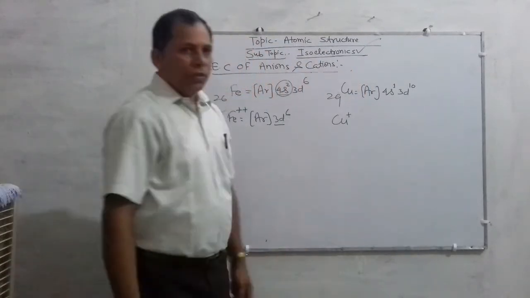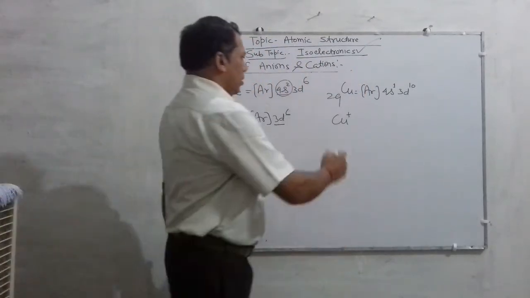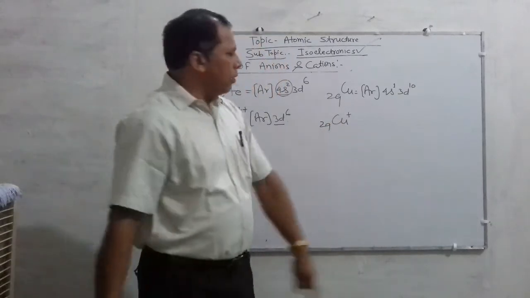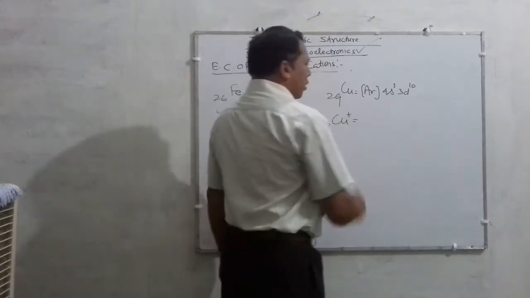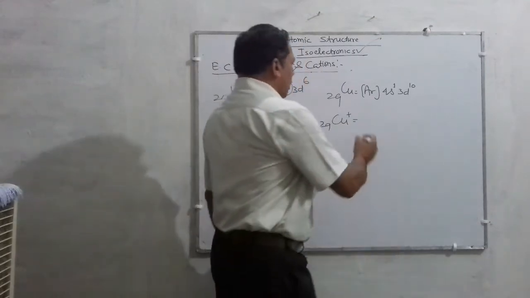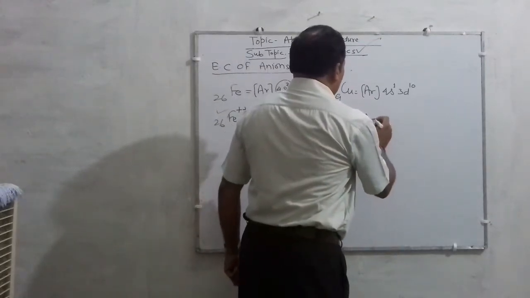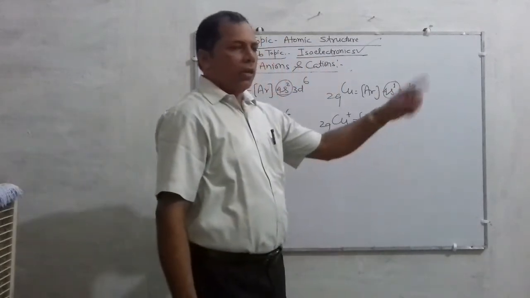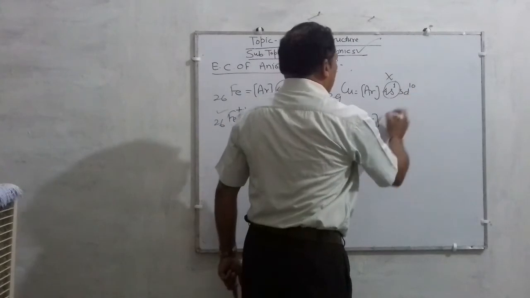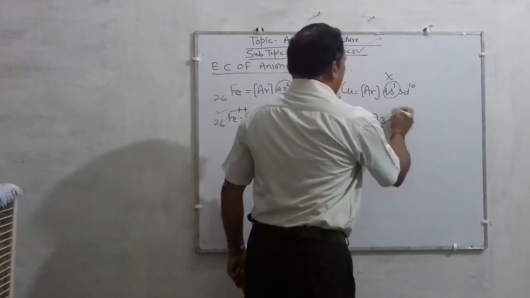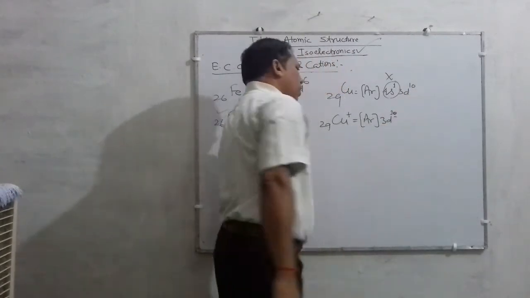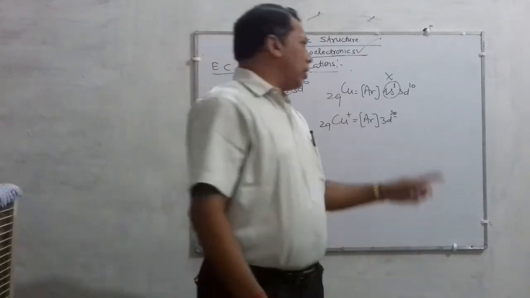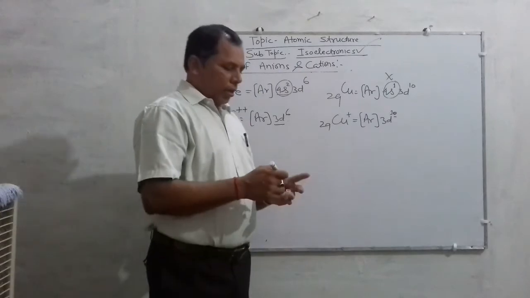cation means that it is losing one electron. Protons are similar, but one electron is lost. So in this case, what will happen? The energy of 4s is less than 3d, so this electron will be lost and it will be 3d10. So in such a manner, you can write the electronic configuration of cations and anions.